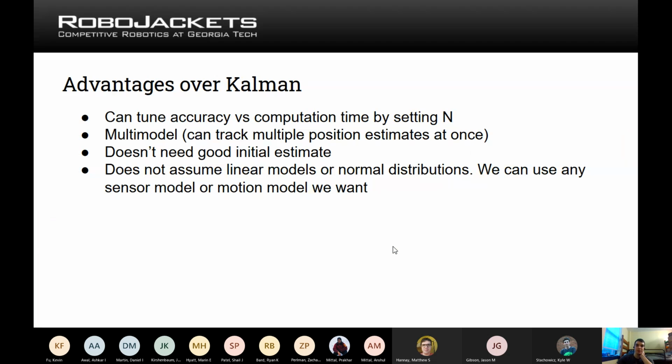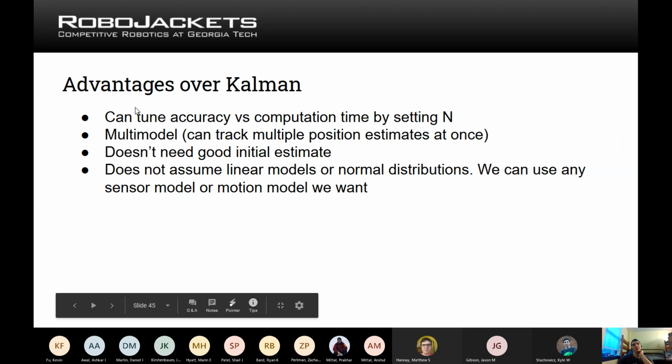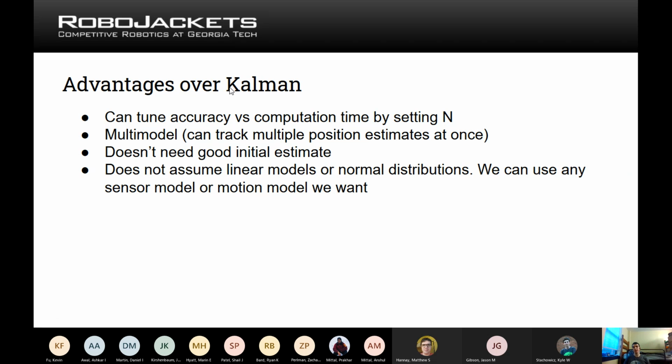So the advantages over Kalman filter: you can tune the accuracy of a particle filter versus the computation time by setting n. The higher you have your n, the better your filter will be, but obviously it's expensive to increase n. It's also multimodal, so it can track multiple position estimates at once. Another big one is that you don't need an initial estimate. Well, it's good to have an initial estimate, but if you're not really certain where you are, you can just spread out particles everywhere at the start, and the model will still converge.